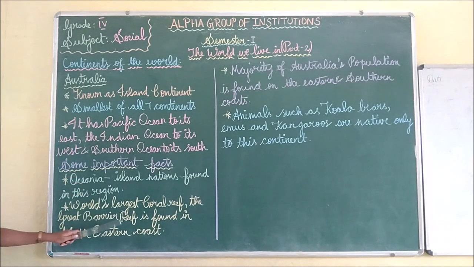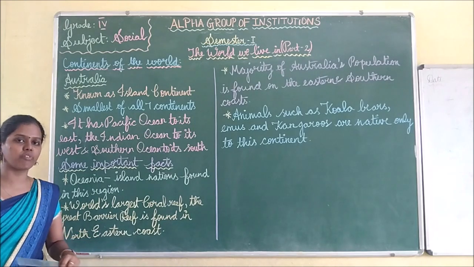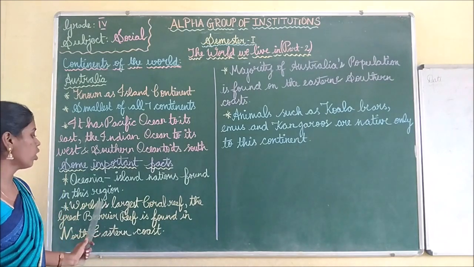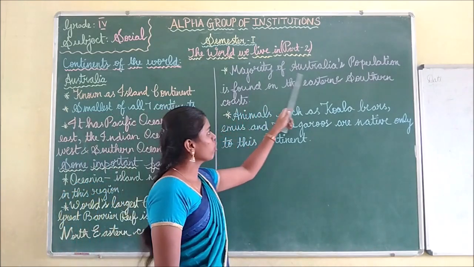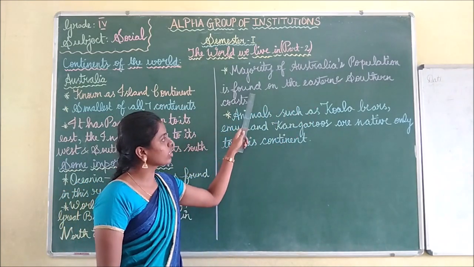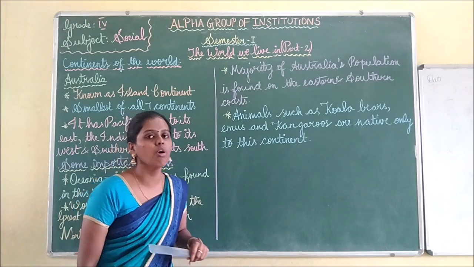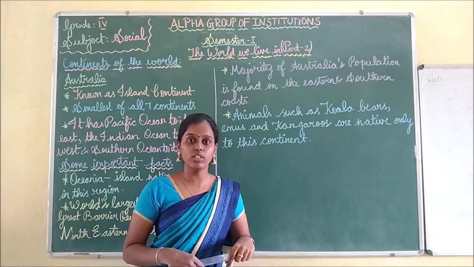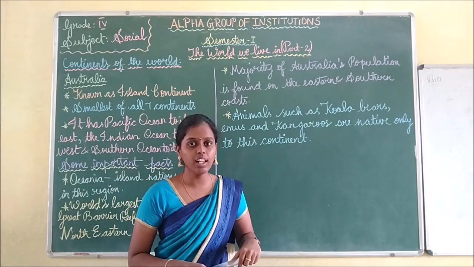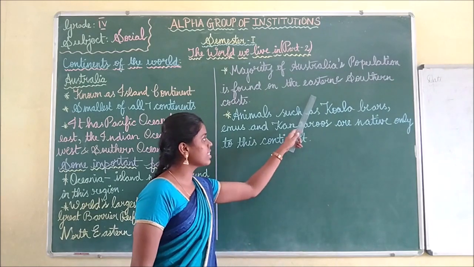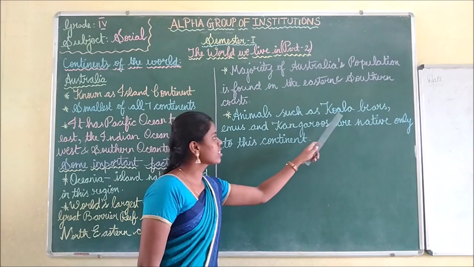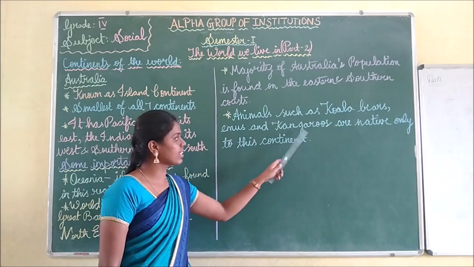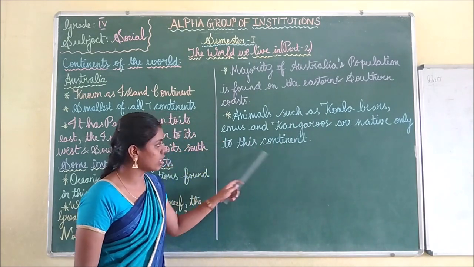So, Great Barrier Reef is in the northeastern part of Australia and it is the world's largest coral reef. Okay. Then, the majority of Australia's population is found on the eastern and southern coast. So, most of the people in Australia live in the eastern and southern parts of Australia. Animals such as polar bears, emus and kangaroos are native only to this continent.